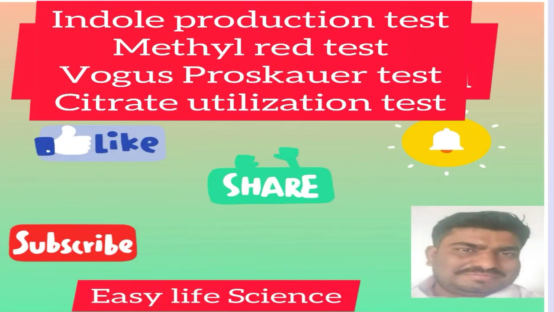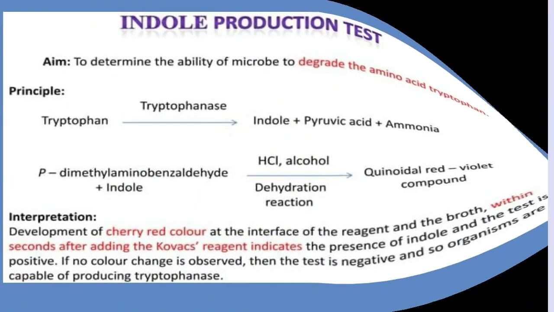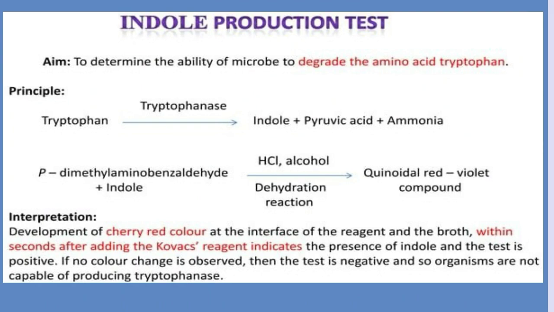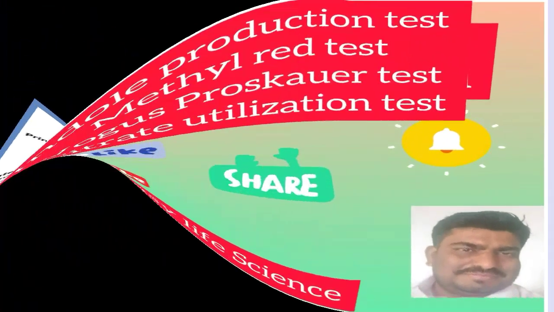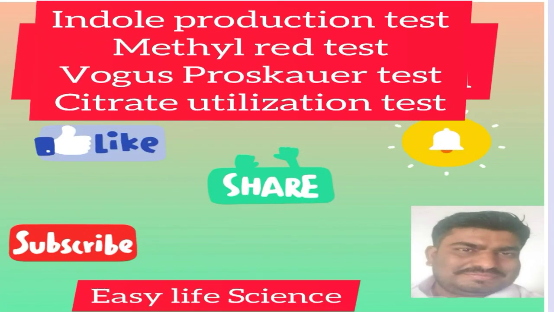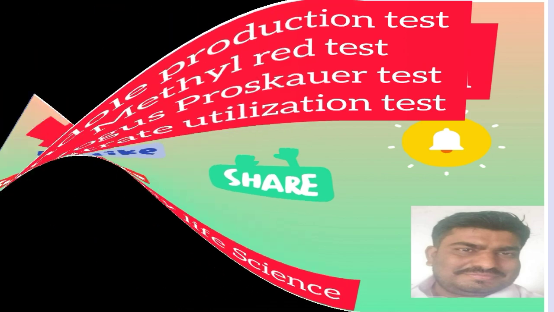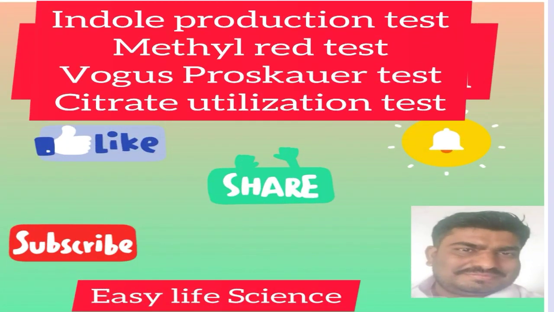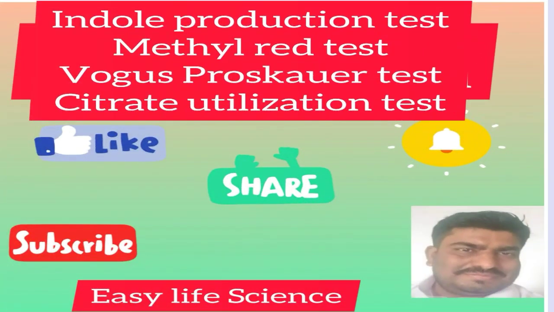The first two tests, indole production and methyl red test, are positive for E. coli and negative for Enterobacter, whereas the Voges-Proskauer test and citrate utilization test are positive for Enterobacter and negative for E. coli. So by performing these four tests, we can say whether the given water bodies are fecally polluted or non-fecally polluted.